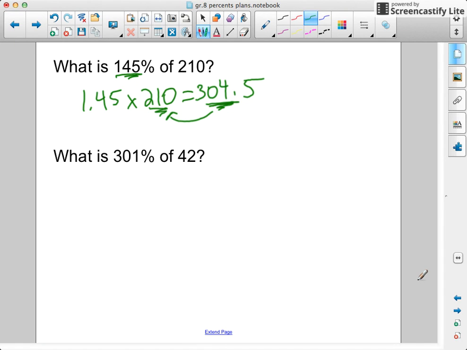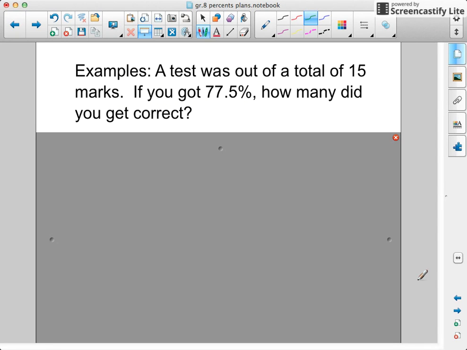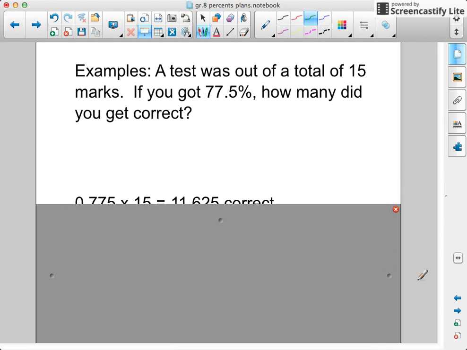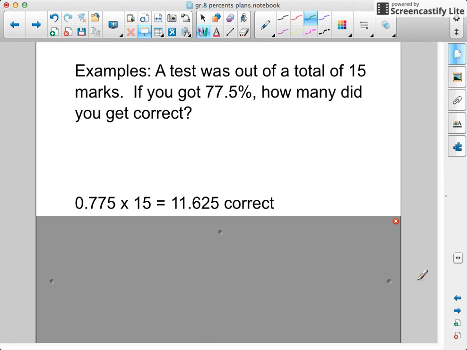Okay, 301% of 42, so I'm going to change this percent to a decimal. It would be 3.01, times it by my total of 42, and I would get 126.42. So the test was out of a total of 15 marks. If you got 77.5%, how many did you get correct? We would take that 77.5, change it to a decimal, which is 0.775, times it by my total of 15 questions, and I get approximately 11.6 correct.